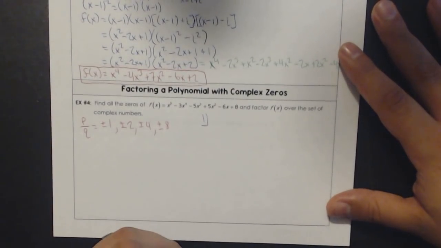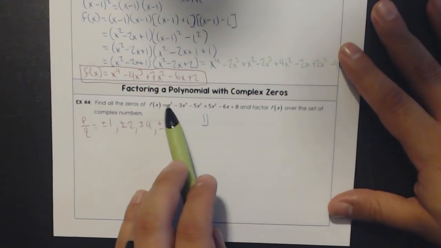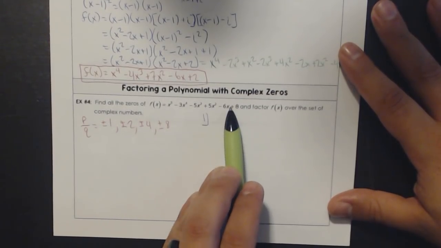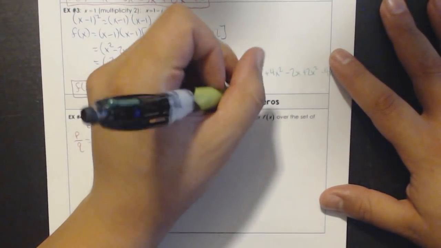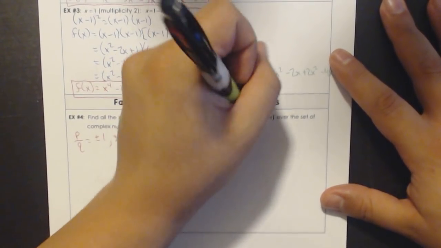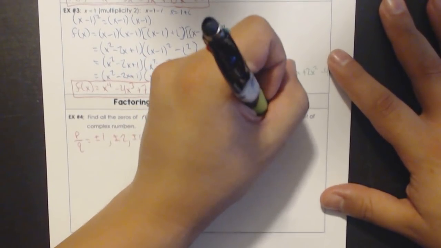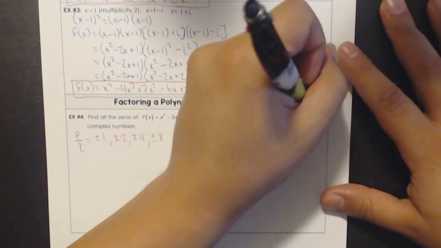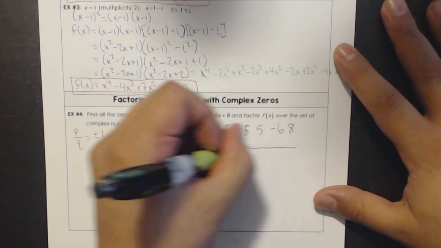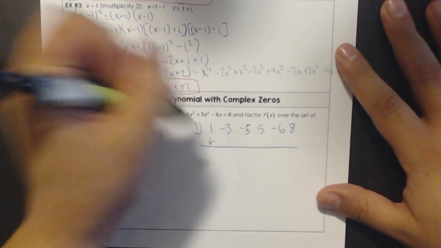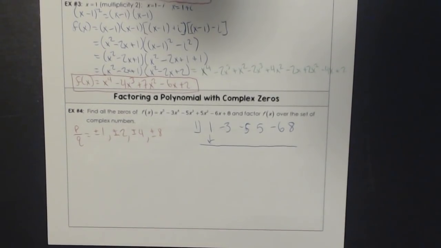So plugging in 1, I got to make sure I'm also checking, are all my x's included from descending order? 5, 4, 3, 2, 1, and 0. So therefore, all numbers are accounted for. I'm going to make sure I put my coefficients. So I have 1, -3, -5, 5, -6, and 8. I have a lot of terms here, so I got to make sure that, since I already know ahead of time that this is going to give me a 0, I want to use my remainder as well to find an additional 0.